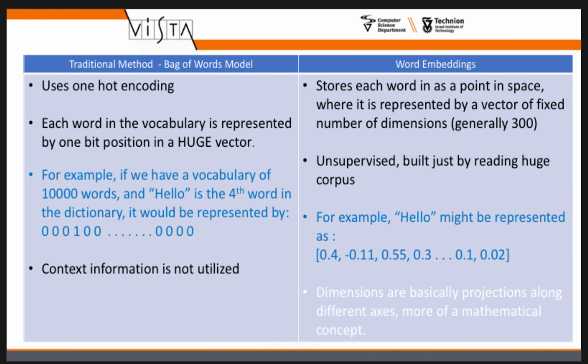Here it's a fixed number. It's a vector that has a fixed length, generally 300. Okay, and then each word that we want to encode into these word embeddings has some trajectory to this vector. For example, hello could be represented this way.